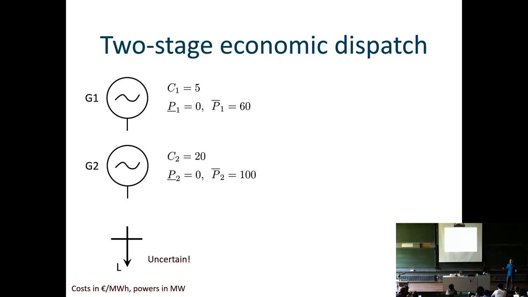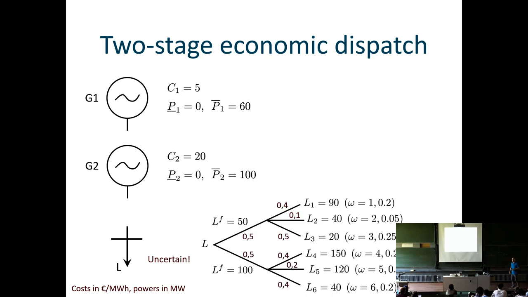Then we have the load. The load can be a net load, load minus renewable energy production, and it is uncertain. This is the joint probability distribution, very simplistic, a discrete distribution. We know that loads are not discrete, they are continuous random variables, right? But for our case, it's going to be discrete. This is the joint distribution of our load, which is uncertain.